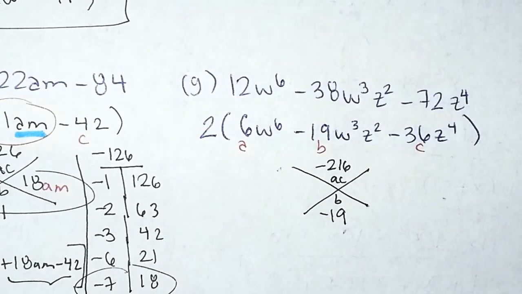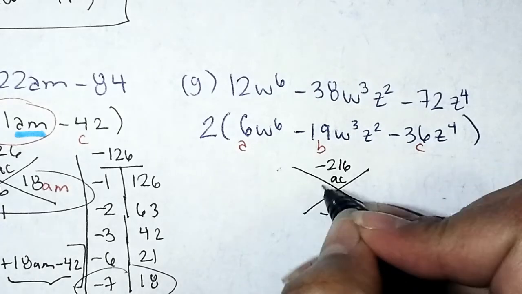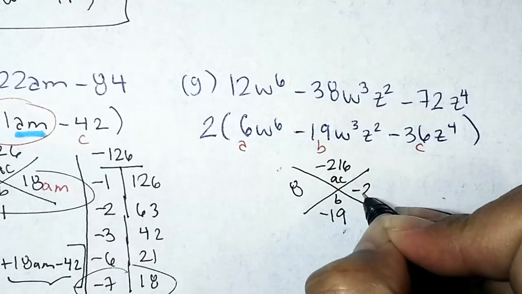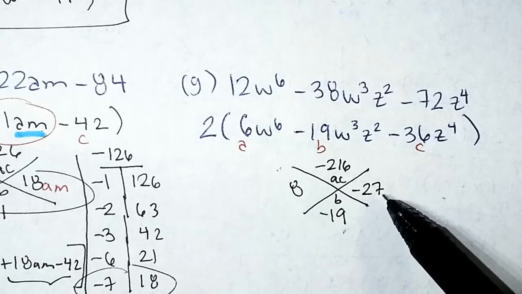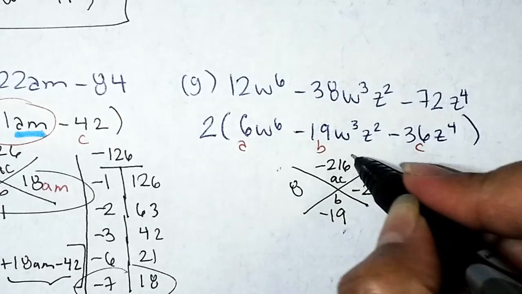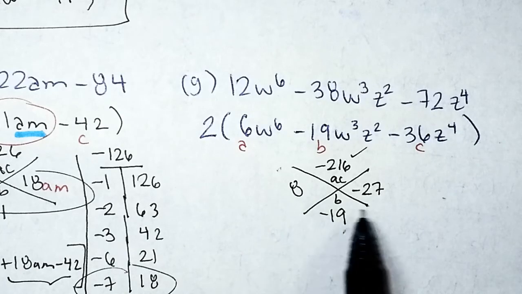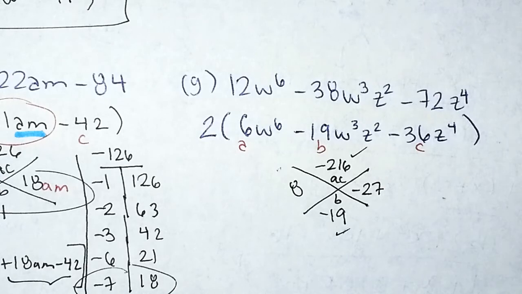But after I do the factor table, I realize that the sides are 8 and negative 27. So let's check it. Product of 8 and negative 27 is negative 216. Sum of 8 and negative 27 leaves us with negative 19. Check. Okay, so let's go ahead and split the sides.